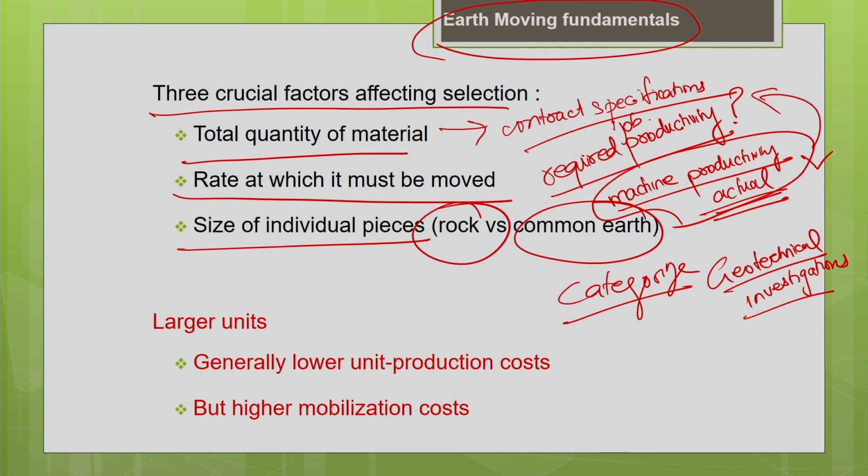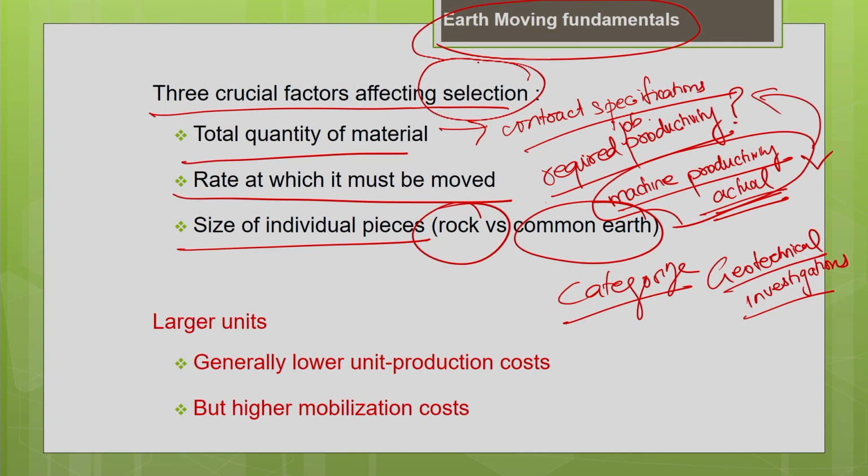So basically the economic haul distance of the particular machine, the haul distance needed at the project site, the underfoot conditions in your project that will decide the mounting of your machine, and the required productivity of your project and the actual productivity of your machine. All these things you need to know before selecting the earth moving machine.